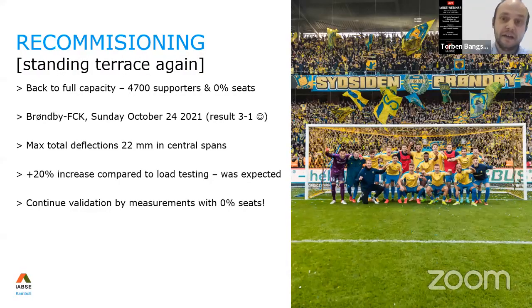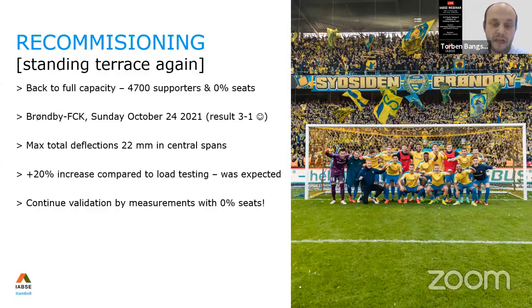And finally, in October 2021, we were able to recommission this grandstand with 4,700 people, 0% seats. And it happened in what we call a derby or a new firm in Denmark, to encapsulate the old firm of Scotland, between Brøndby and FC Copenhagen, the largest match in Denmark. That was also the match that closed the grandstand 3 years earlier in November 2018. So it took just over 1,000 days from closure or restriction till we could finally recommission. And lo and behold, Brøndby won 3-1.